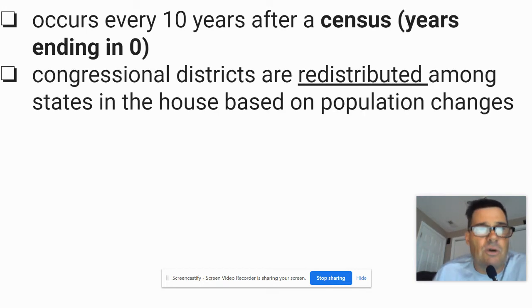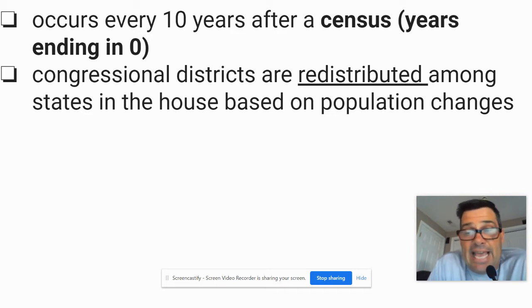All right, so here's the important thing. Congressional districts are redistributed among the states in the House based on population changes. So House seats, or congressional districts, are based on population changes. You don't need to do the Senate, right? I mean, they got two. There's no district, it's just the whole state. The Senate doesn't have to be done, but the House does because that's based on population. So you got to account for population changes.